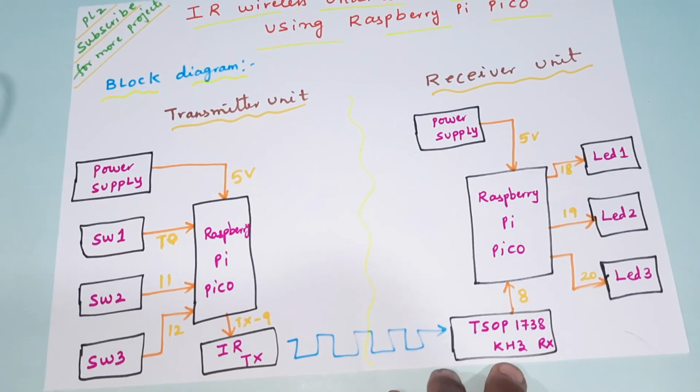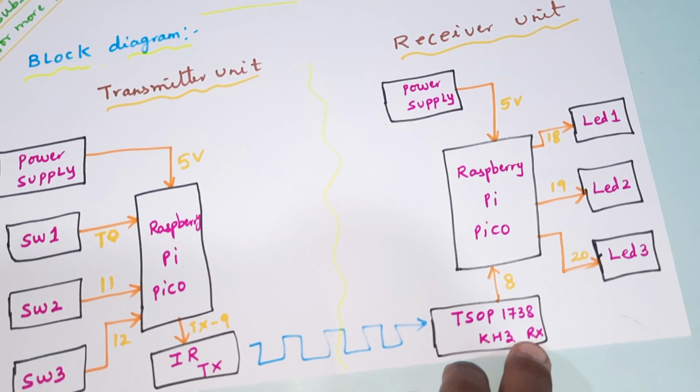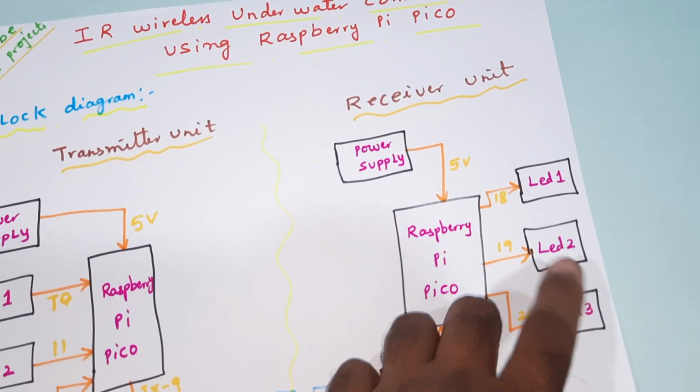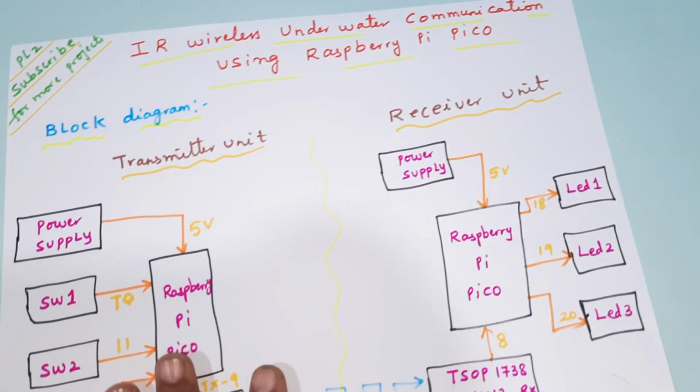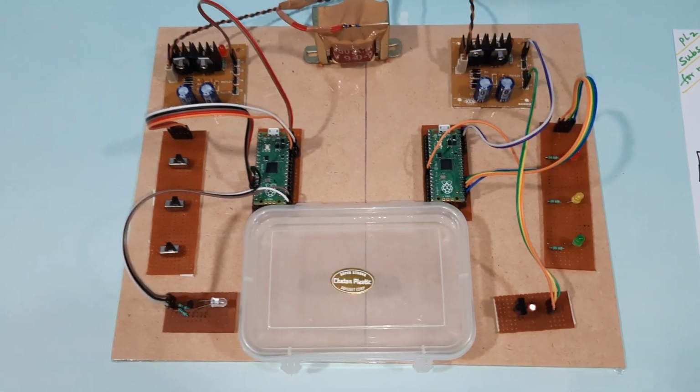And the receiver is a TSOP1738, 38 kHz frequency receiver module. Here the outputs are LED1, LED2, LED3 and the power supply module. So this is our transmitter and receiver module. Let us come to the hardware part.